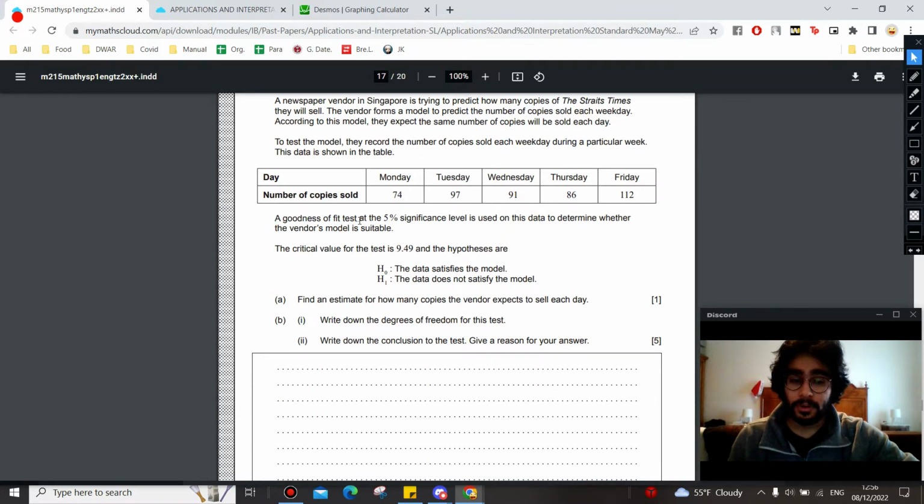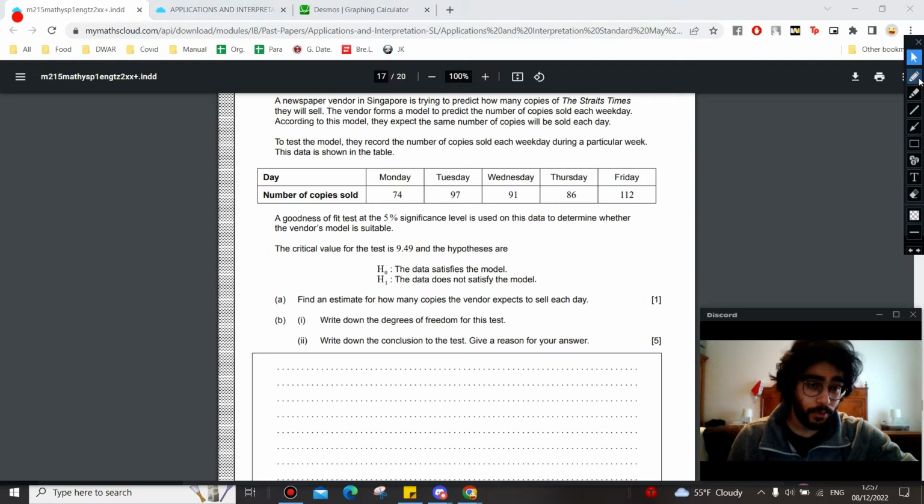These you have in your GDC. A 5% significance level is used on this data to determine whether the vendor's model is suitable. The critical value of the test is 9.49, given to us, and the hypotheses are also given. The data satisfies the model. The data does not satisfy the model. Find an estimate for how many copies the vendor expects to sell each day.